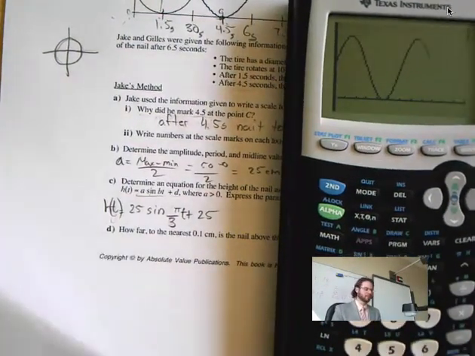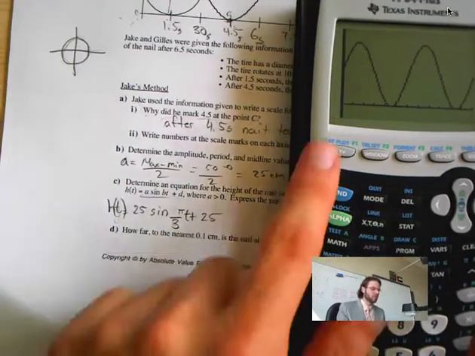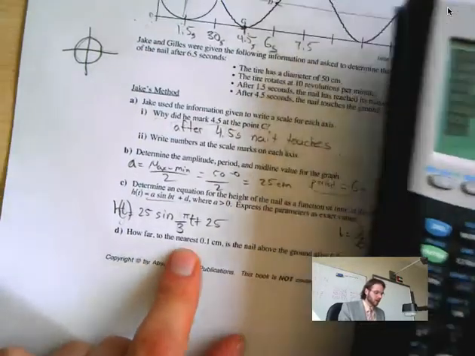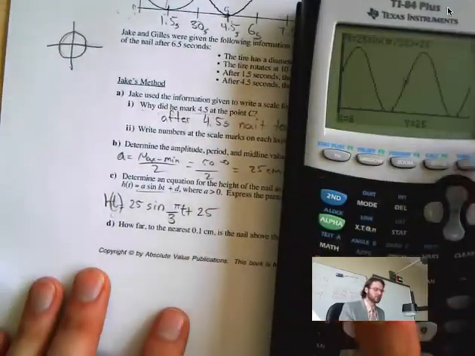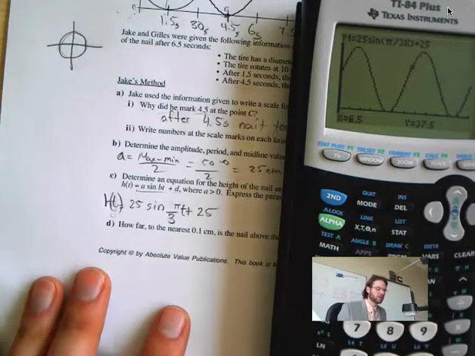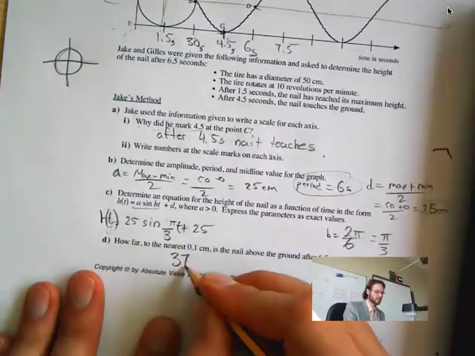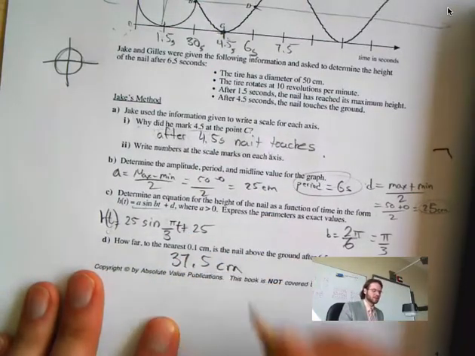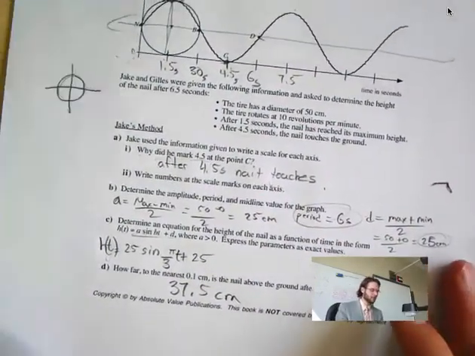And there we go. Now, I want to trace for when it is at, which value here? Nearest 0.1, 6.5 seconds. So trace 6.5, enter, I get 37.5. So it's 37.5 centimeters above the ground. Okay? That's it.